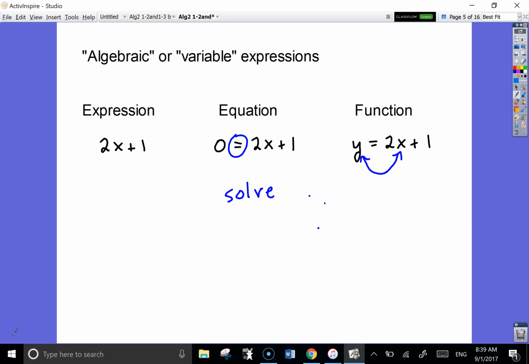What is the result of all that? A whole bunch of points, which we graph. So equations you solve, functions you graph. Right? Expressions don't have an equal sign. There's two things we usually do with those, and that's what we're going to be looking at today. We are going to evaluate, and we are going to simplify.